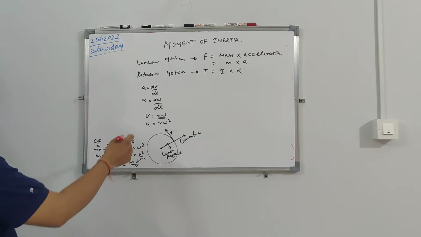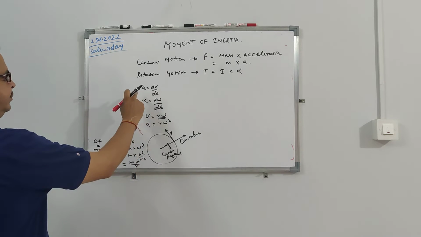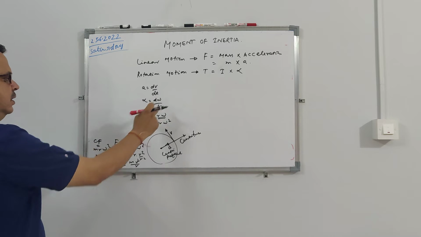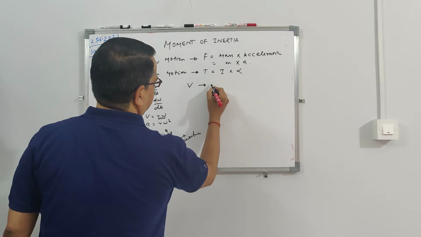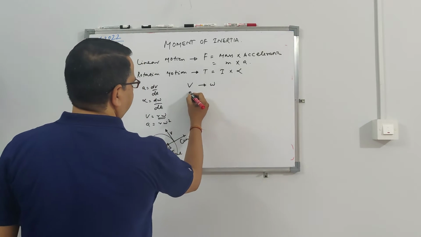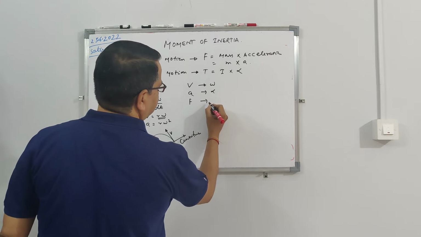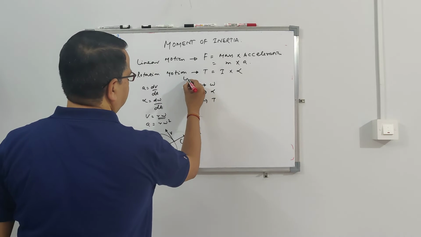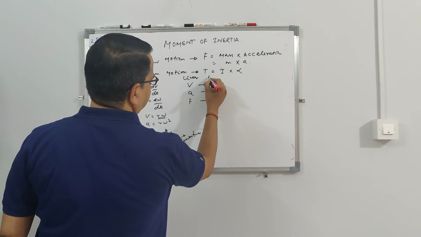Then in the previous session on circular motion, we were told that linear acceleration is dv by dt and angular acceleration is d omega by dt. So corresponding to v there is omega, corresponding to a there is alpha, and similarly corresponding to force there is torque. So these are linear, and these are rotational motion.